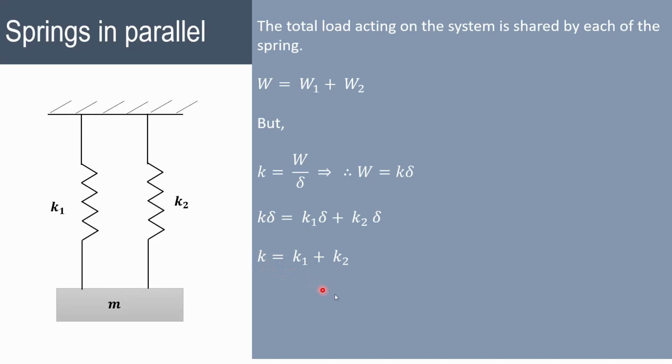So we can say that when the springs are in parallel, the resultant stiffness of the spring will get added up. If there are three springs in parallel, it will be k1 plus k2 plus k3. So k is known as the resultant stiffness, and k1 and k2 are the stiffnesses of the individual springs.